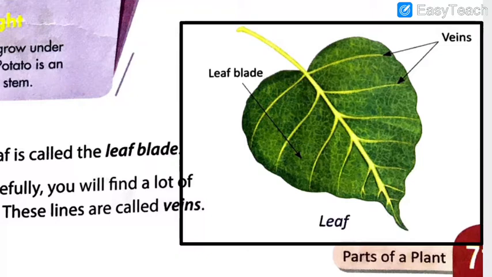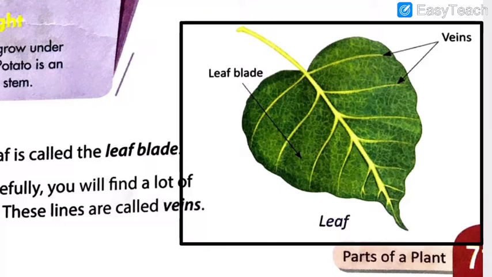You only have to remember two things, which are the leaf blade and the veins. If you can see this flat surface, not the lines, ignore the lines, the flat surface, it is called the leaf blade, correct? The simple, small, soft and smooth surface of the leaf is called the leaf blade, whereas the lines running across the leaf blade are called the veins.